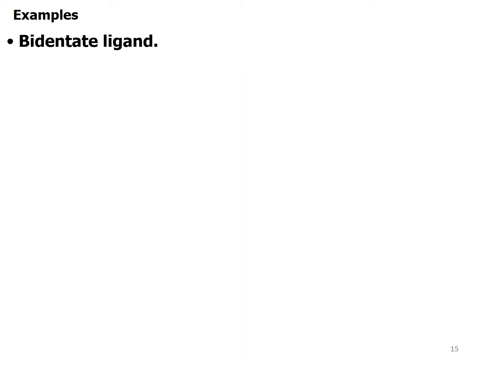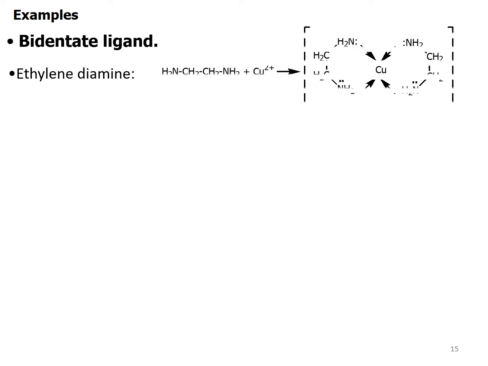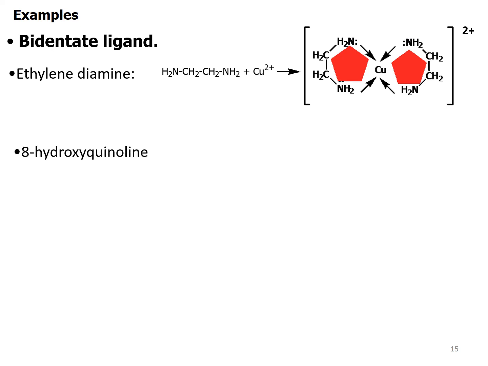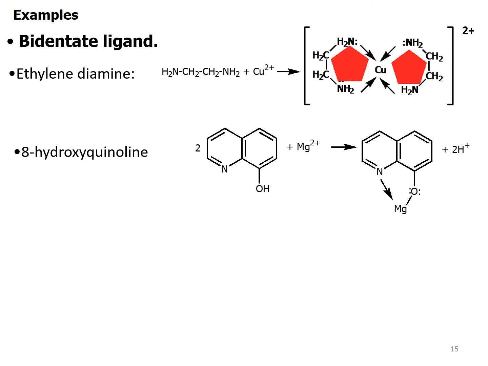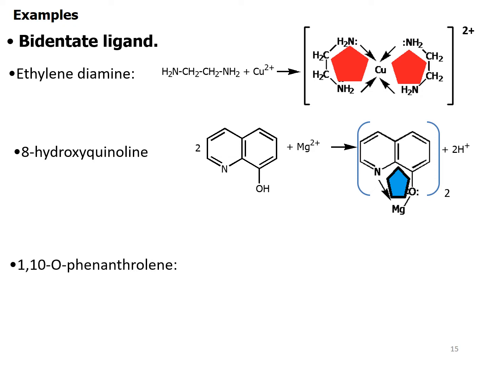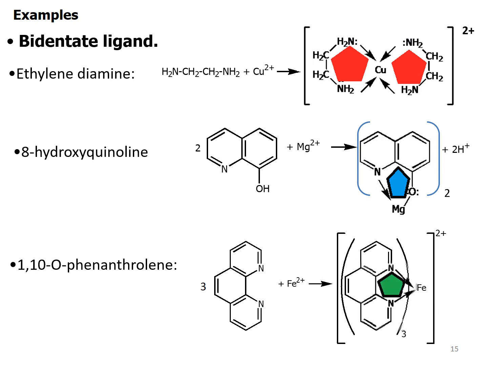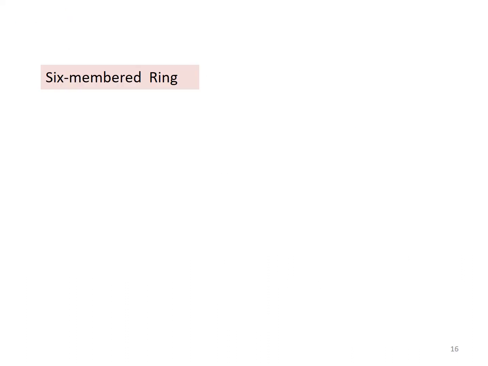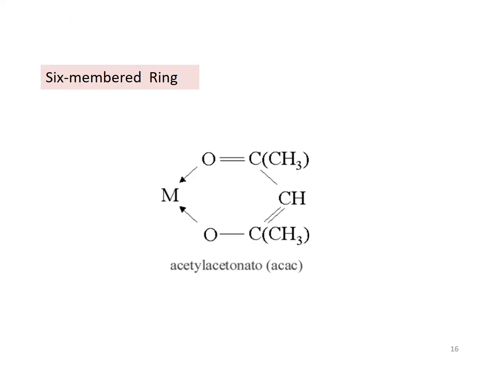Examples of the polydentate ligand. Let us begin with the bidentate ligand, such as ethylene diamine with copper. It forms a ring structure, a chelate. 8-hydroxyquinoline, ring structure with magnesium. Orthophenanthroline with ferrous, also a ring structure chelate with the ferrous. A 6-membered ring, such as acetyl acetonato.